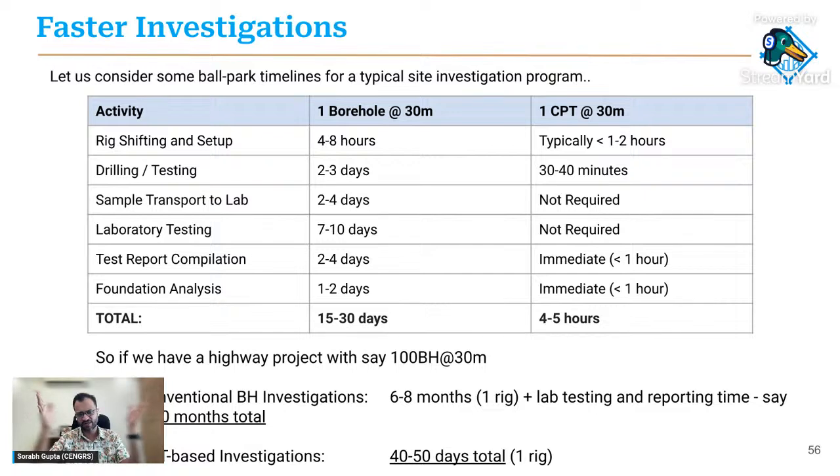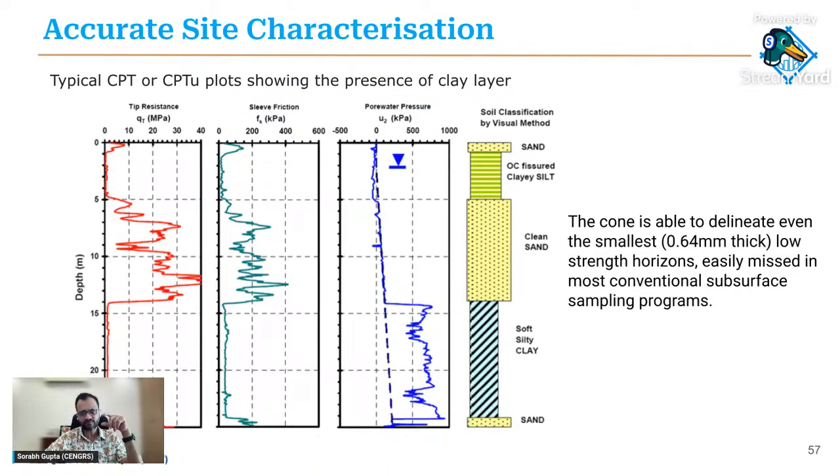So that's incredible, right? Now, if you scale this to, say, a highway project or any other project where you have 100 boreholes, you are looking at 6 to 8 months for investigation using regular drilling rigs versus 40 to 50 days using CPT rigs. And obviously you can optimize the time even further by using multiple teams or multiple rigs. So, an incredible scale effect in terms of time.